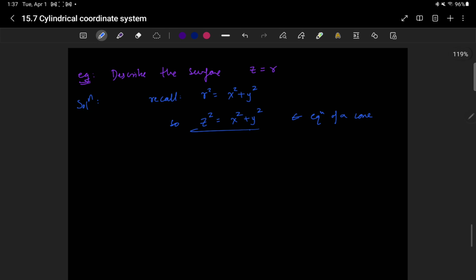So the equation of a cone in the cylindrical coordinate system is a little more straightforward. It's just z equals r. And you can see the height of this is going to correspond to the radius of whatever circle that we are in at that point. So that's it for the cylindrical coordinate system. We'll come back to this, but when we come back, we will be looking at doing triple integrals using cylindrical coordinates.